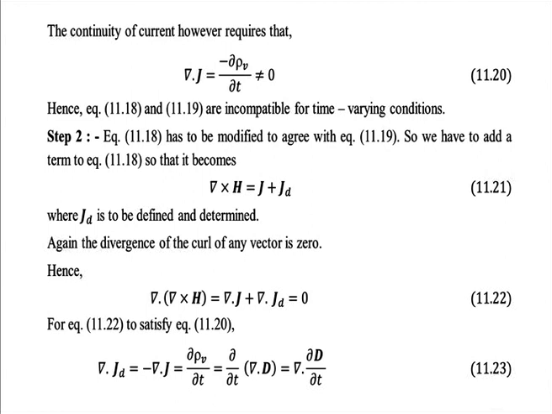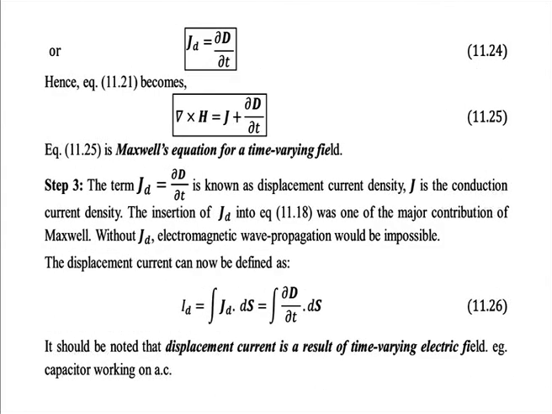Therefore, divergence of curl of H is equal to divergence of J plus divergence of JD equal to 0. For equation 11.22 to satisfy equation 11.20, we have del dot JD is equal to minus del dot J, which is equal to del rho V by del T, which finally comes out to be divergence of del D by del T. If we compare the first and the last term of equation 11.23, we get JD is equal to del D by del T, and equation 11.21 now becomes curl of H is equal to J plus del D by del T. This is another Maxwell's equation for the time varying field. Both the Maxwell's equations that we have encountered are curl equations.